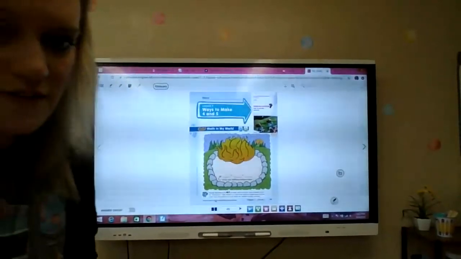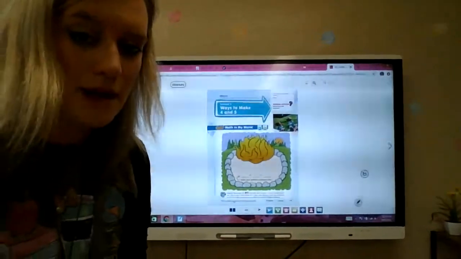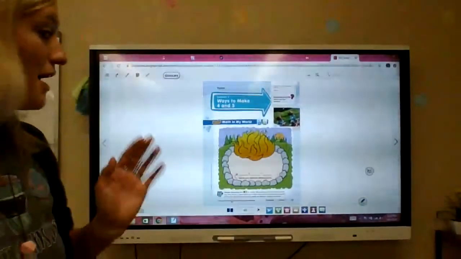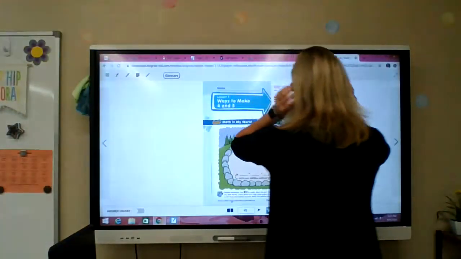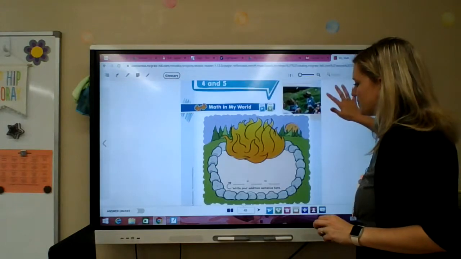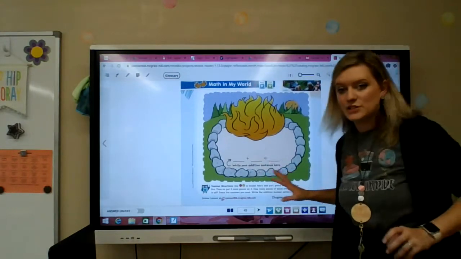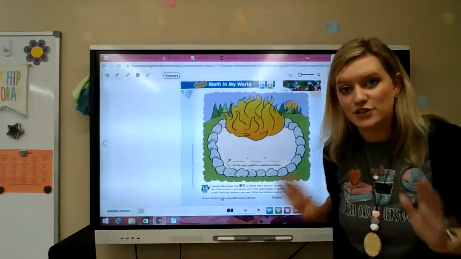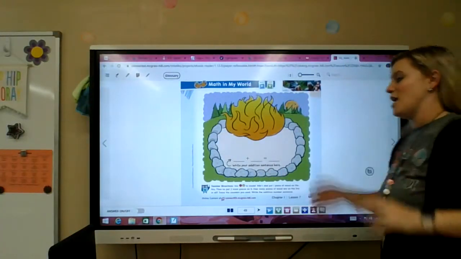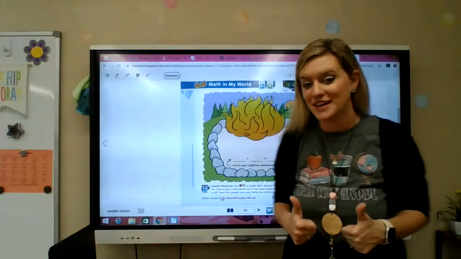Okay, so sorry if it gets wiggly at all, but I'm going to try to make you as close as possible. But you should be on this page. It has a campfire, and we're talking about ways to make 4 and 5. Okay, so it should look just like this. You should have this page. So get this page out. If you don't, pause me right now. Okay, hopefully you have all of your pages ready to go.